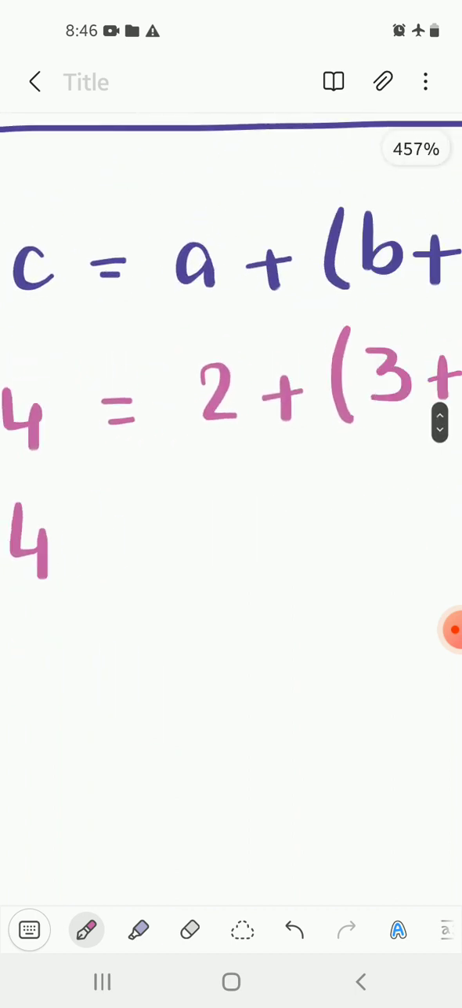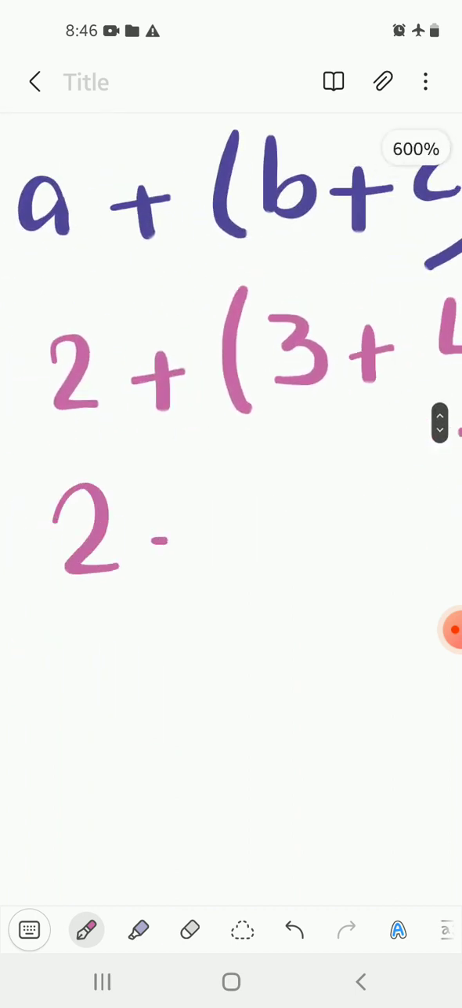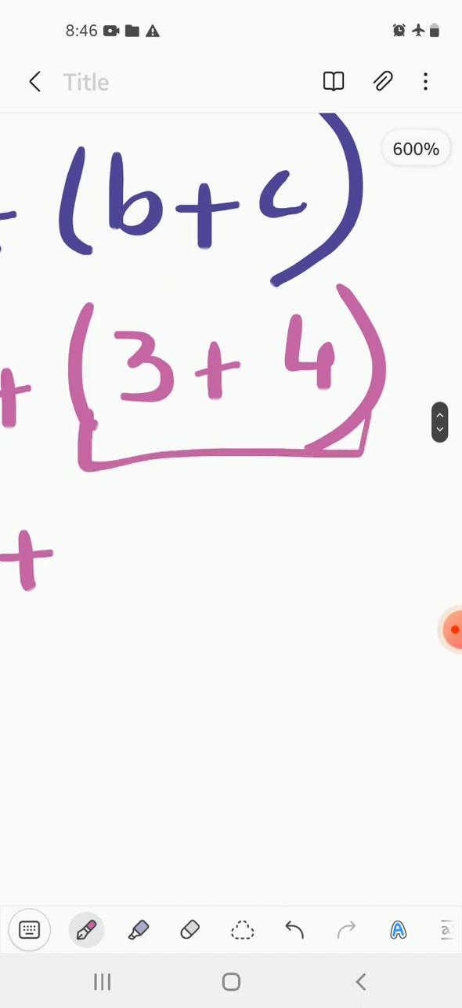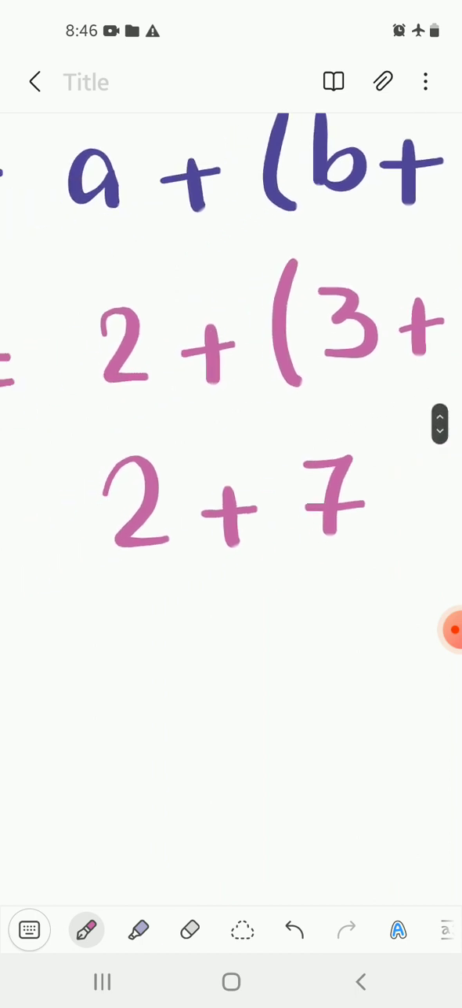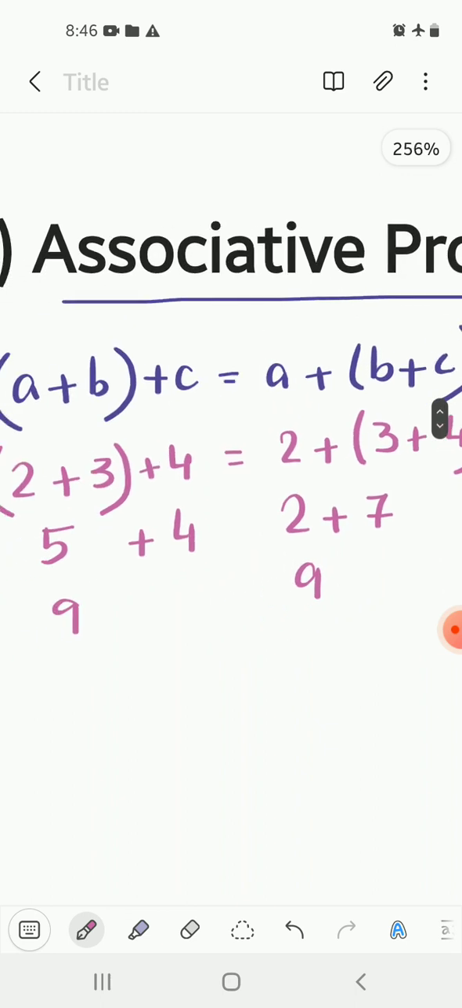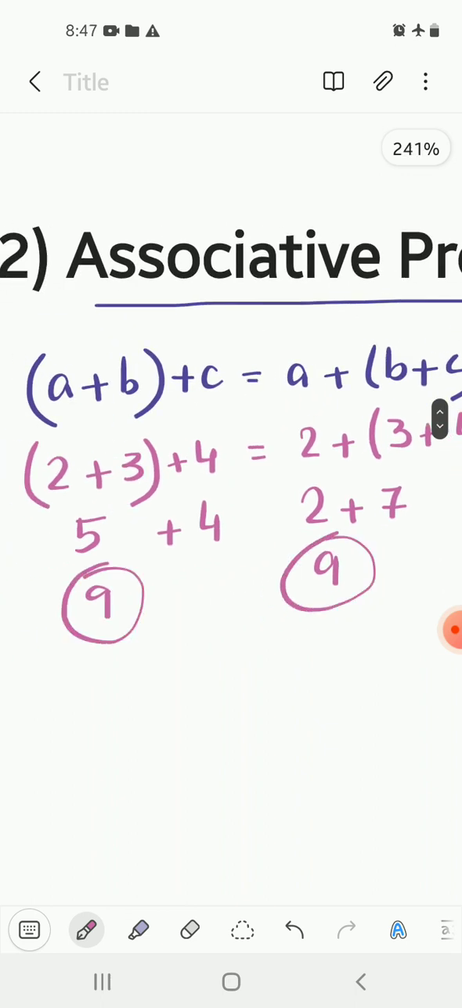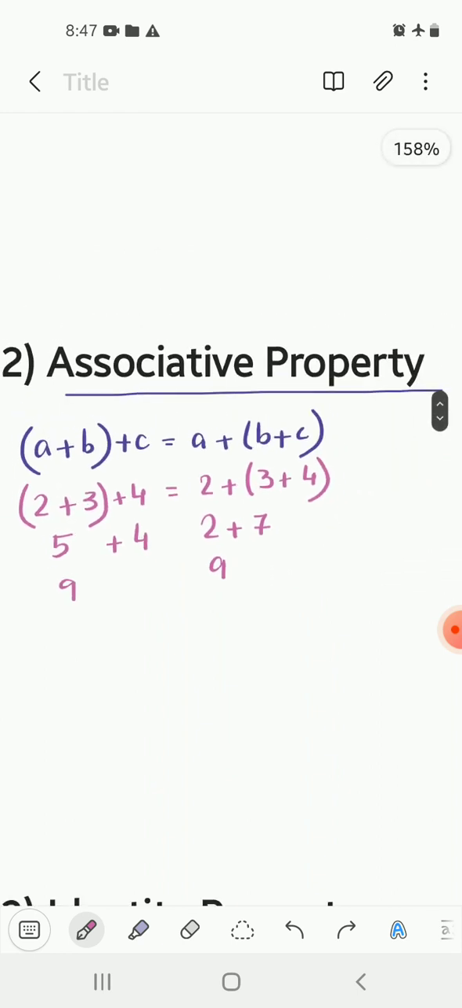On the other side, see, 2 remains same. First we will solve this within brackets. 3 plus 4 is 7. And if we add it with 2 we get 9. So you can see in both the cases the answer remains the same, that is 9. This proves the associative property of addition.